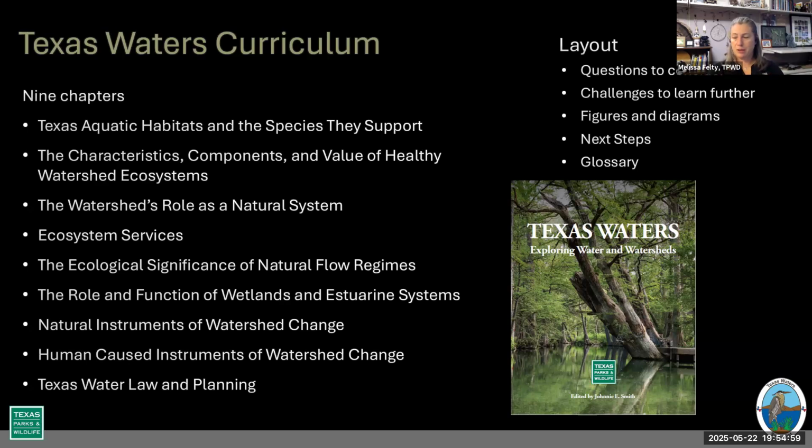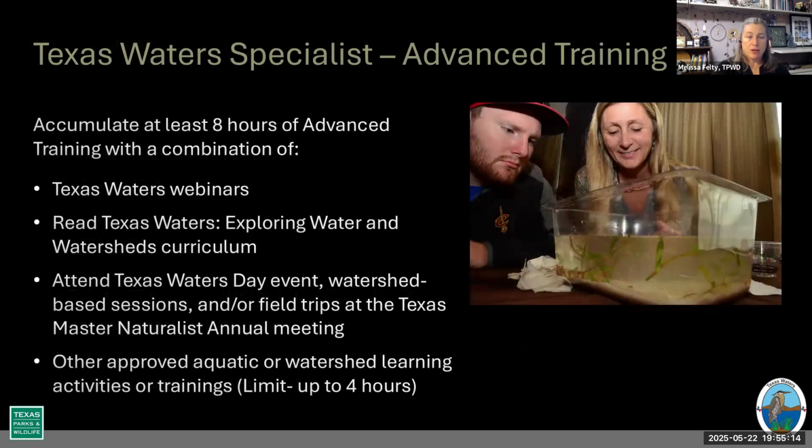Michael and I have talked with the Heartwood and the Woodlands Green program. So I'm working with Michael, and we'll get some more books there when the next training happens as well. There's advanced training, so it aligns with the Master Naturalist. You need at least 8 hours of advanced training, and you can get that through a combination of watching the Texas Waters webinars. Your chapter may say that you need to attend live.